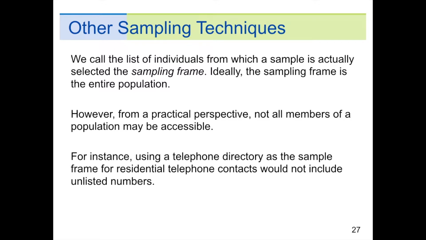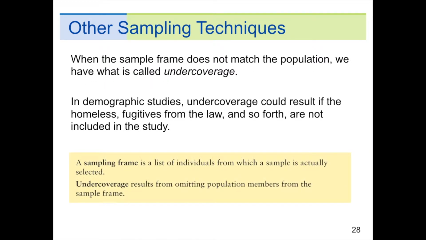So if you're just taking from a phone book, not every person would be there because they may not have their number listed or they may not have a phone, but that may be the only way you have of randomly selecting people. So the sampling frame would be everyone in the telephone book, while the population is everybody.